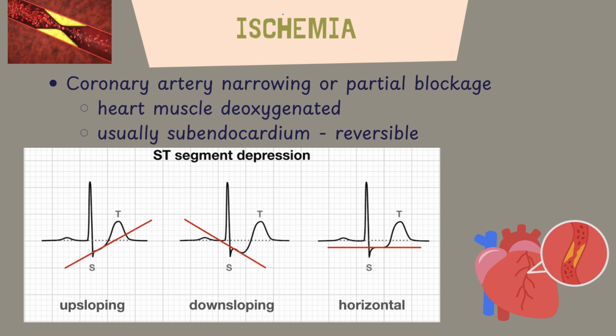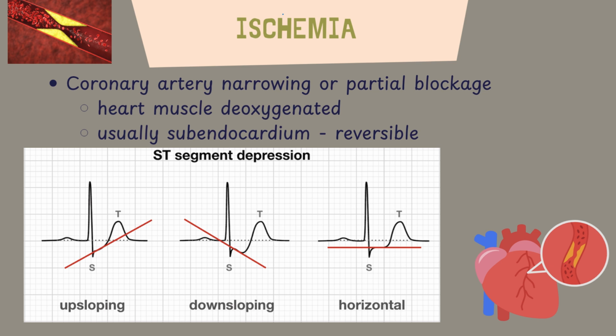So when a coronary artery becomes narrowed or partially blocked, the heart muscle doesn't get enough oxygen. This is ischemia, and if you catch it early, it's reversible. At this stage, it's usually the inner layer of the heart wall, the subendocardium, that's affected first. That layer is farthest from blood supply and most sensitive to oxygen changes.